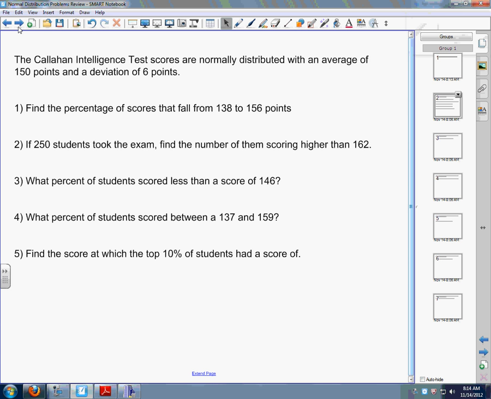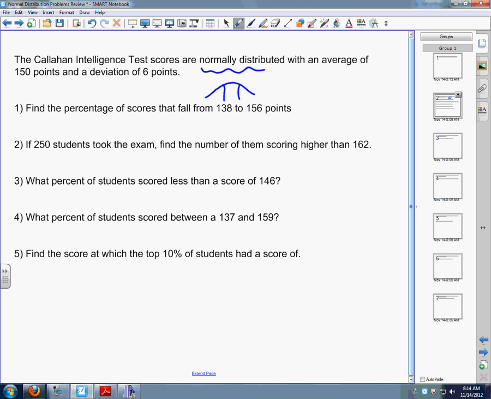So I just came up with some scenario. Let's pretend I gave some intelligence tests. The scores are normally distributed. So when you see that normally distributed, you know it's the perfect bell curve. Most people are right in the middle, with extremes out on each end.